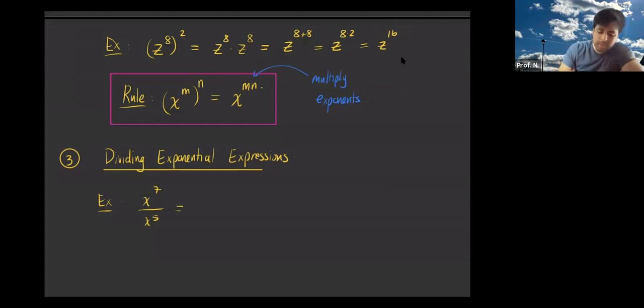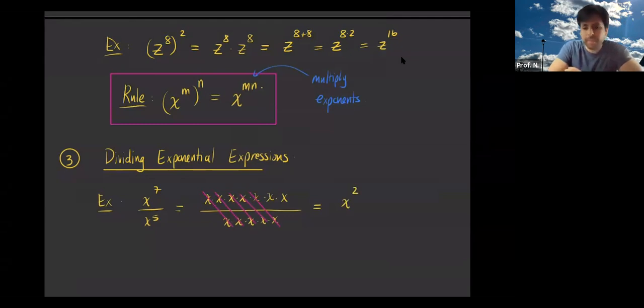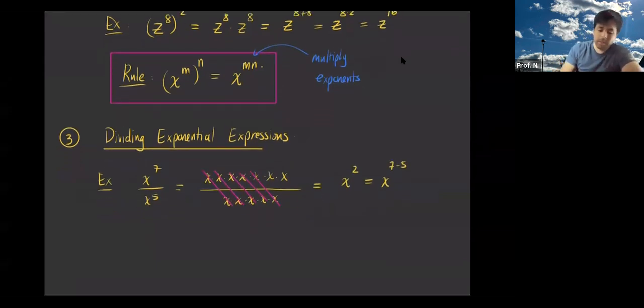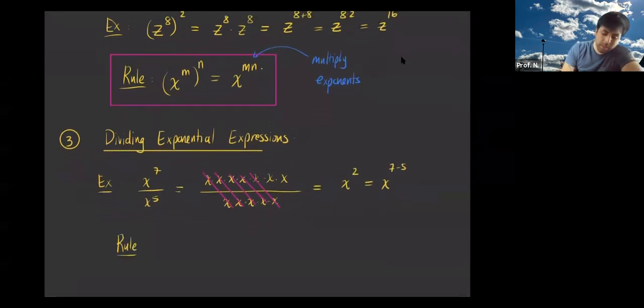X to the 7th, though, the way I would show it is that x to the 7th is like saying I'm multiplying x to itself, right? How many times? 7 times. And I'm dividing that by x 5 times, right? And then what happens with the x's? I cancel them out. And what's left? Only 2 of them. But then the 2 can be represented as what? 7 minus 5. So the rule here is that when you have x to the m over x to the n, the result is x to the m minus n.